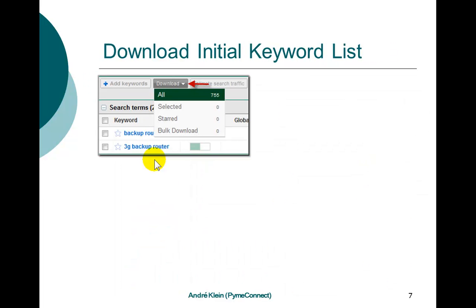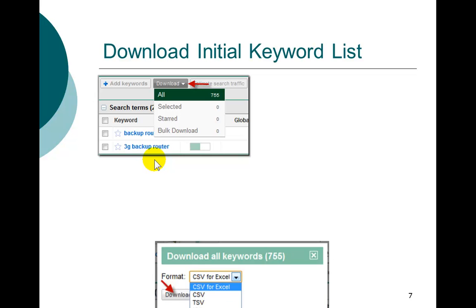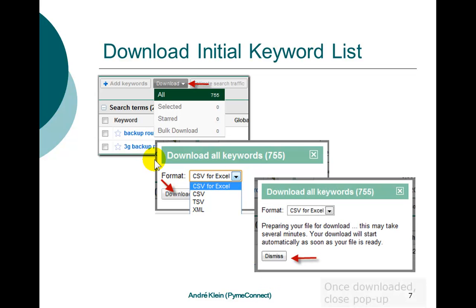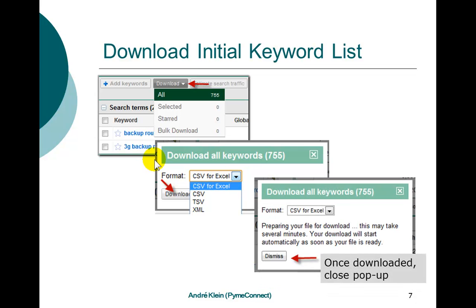So the way to download the list is you go to Download, you can select all or just the ones you selected. Then you select the format. I use CSV for Excel. And then you download the keyword list. It may take half a minute sometimes to download the list, so we'll be patient. And then once downloaded, you simply close the pop-up.